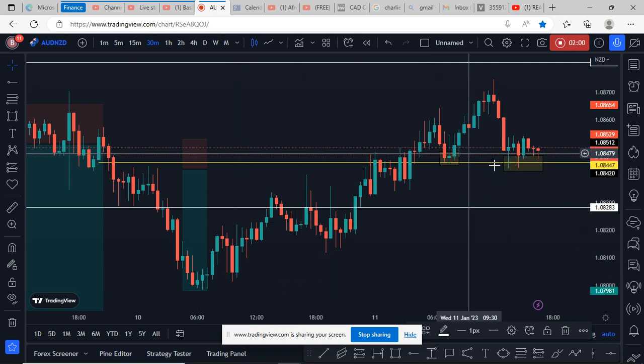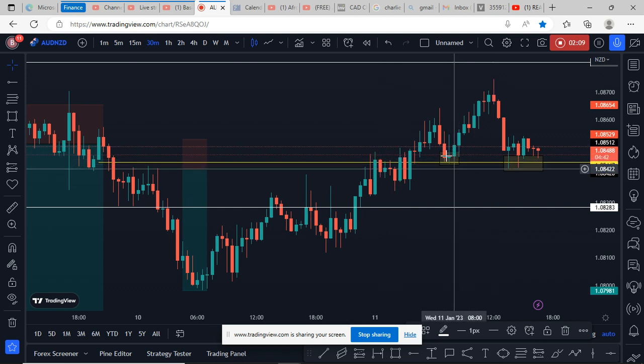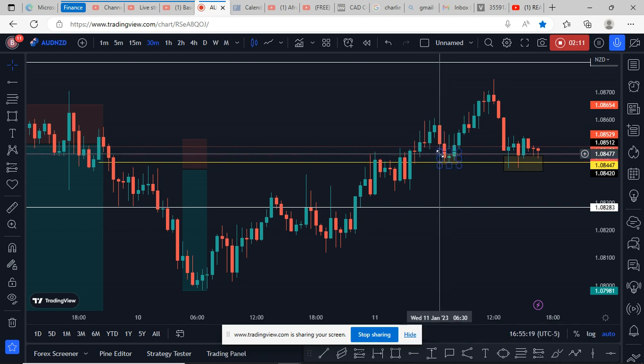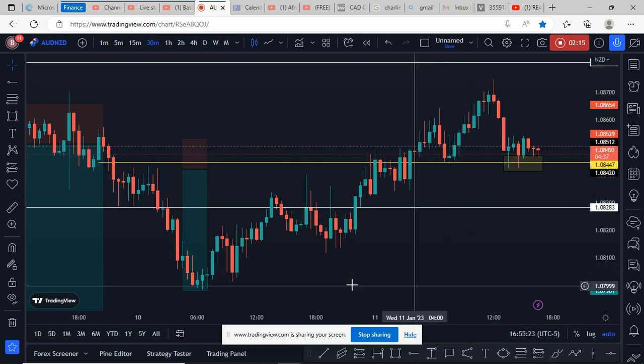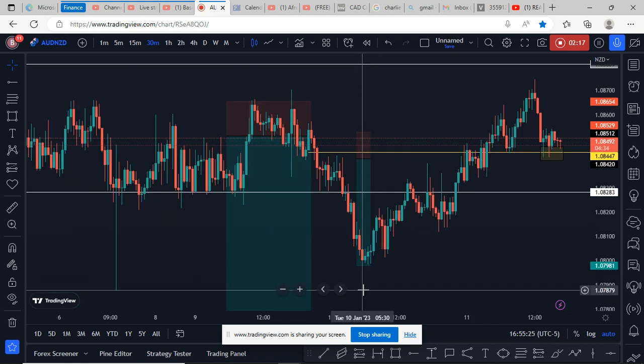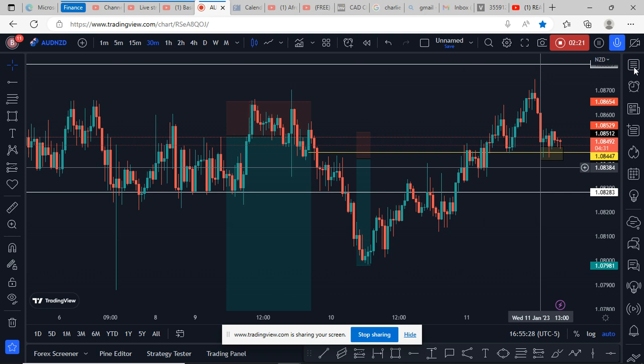You understand? So the banks know why they came here, right? They know why they came here. This means that they did not fail here just because it's a wrong zone, right? It's a right zone. That's why they are interested at that level again. So this is for the AUD/NZD.